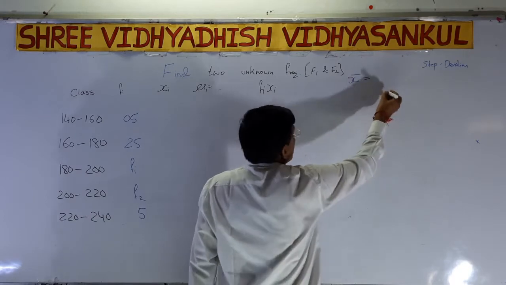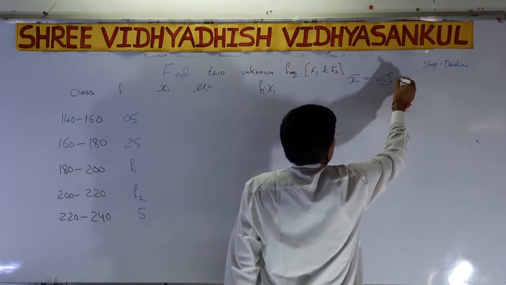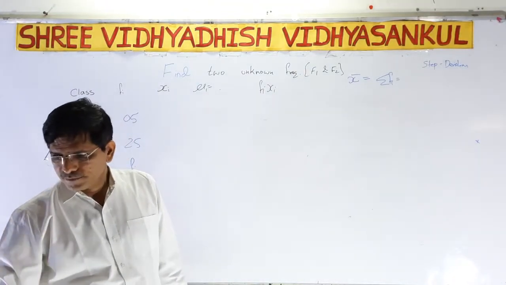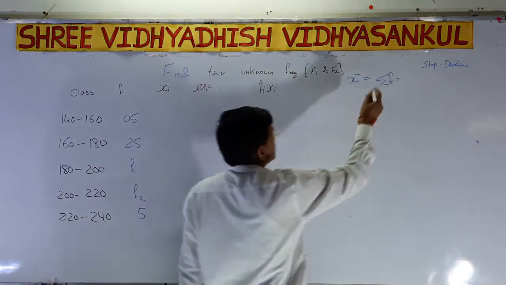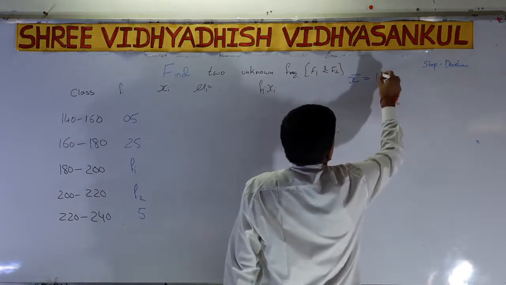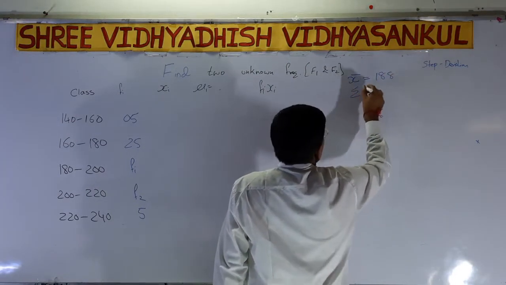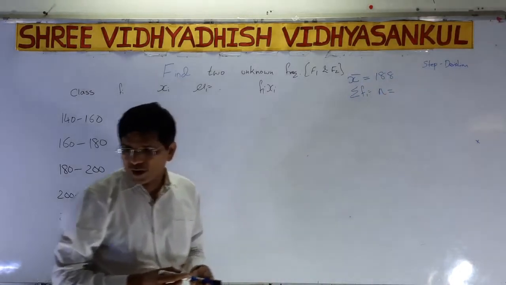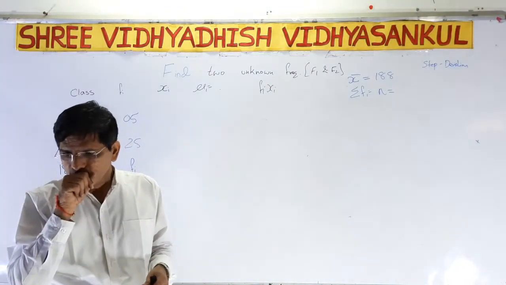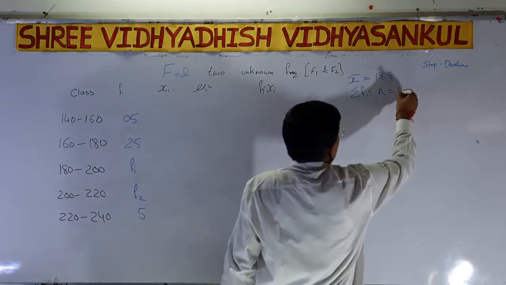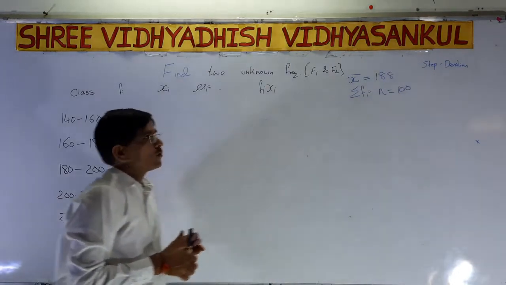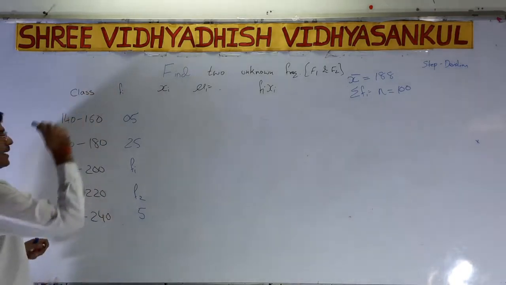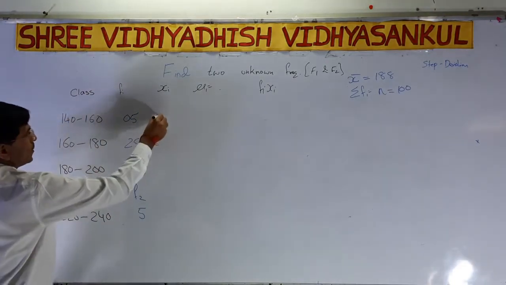What is given that is important for us? X bar, sigma Fi. So X bar is given as 188. So X bar is equal to 188. Sigma Fi, or we can say N, is also given, that is 100. Now we have to find the two unknown frequencies. So what is our first step? We have to find Xi. So how can we find Xi?